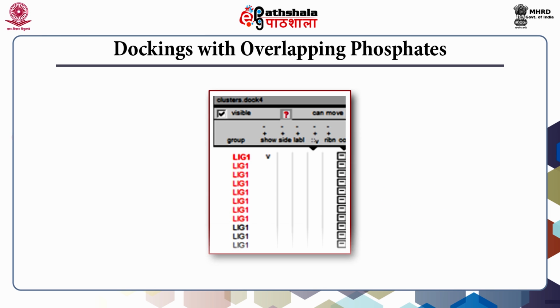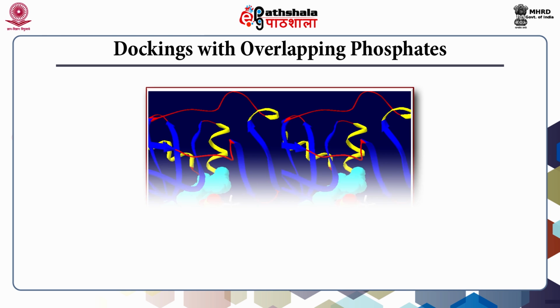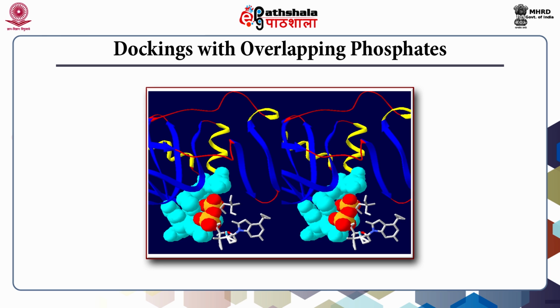In the control panel, switch to the clusters.dock4 layer. Now hide all ligands by pressing the Shift key and clicking anywhere in the first column of the control panel. Display the first ligand by marking V in the first column. Now rotate, move and zoom the molecule to display the gray colored ATP docked in the cyan colored P loop with CPK colored phosphates visible clearly in the front side, as shown in this slide in the stereo view.